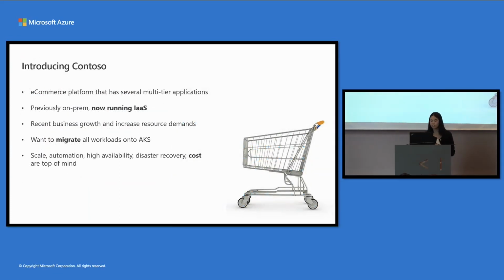So to set the context, I want to introduce a customer called Contoso, a fictitious character who's running an e-commerce platform with several multi-tier applications. They previously were all on-prem, but they've transitioned to IaaS recently due to recent business growth and increasing resource demands, so they need to keep up. And eventually, they want to migrate all their workloads and all their environments onto AKS for a number of reasons. So scale, automation, high availability, disaster recovery, and cost are some of their top-of-mind challenges and concerns at the moment.